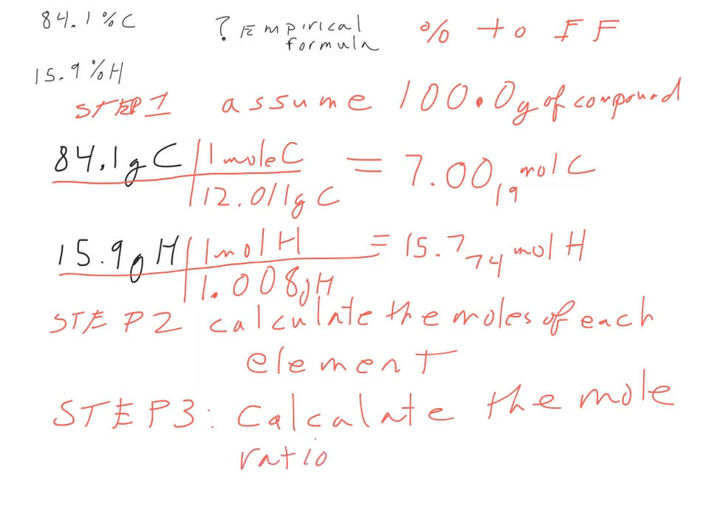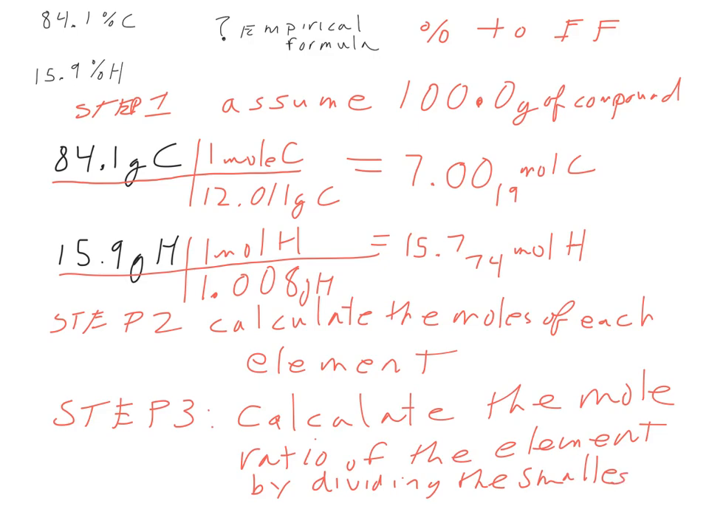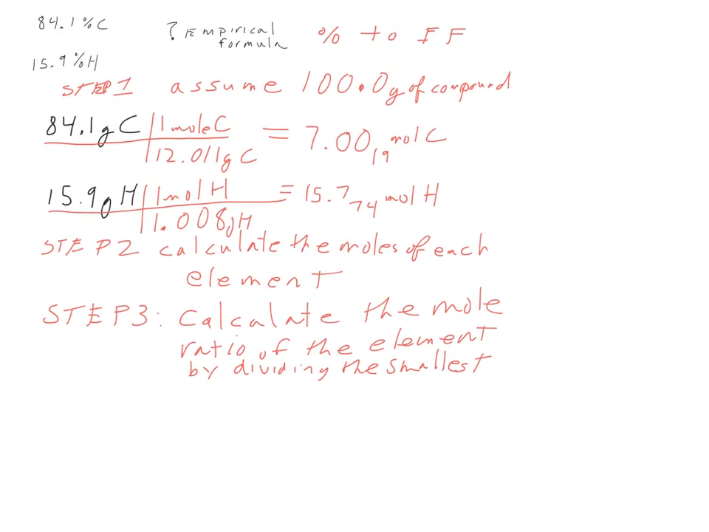Calculate the mole ratio of the elements by dividing the smallest number of moles into the other number of moles.